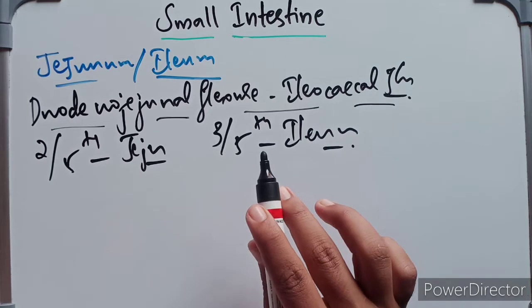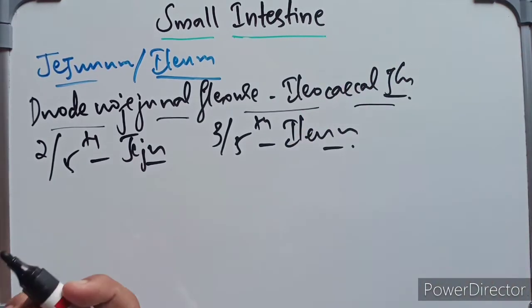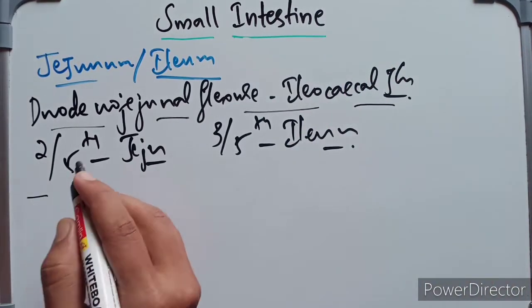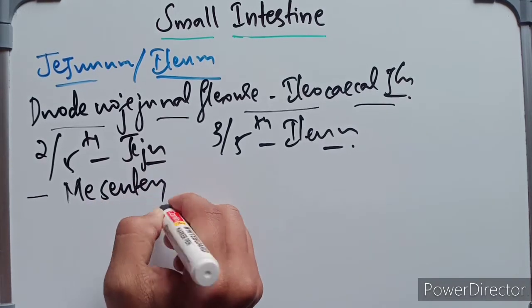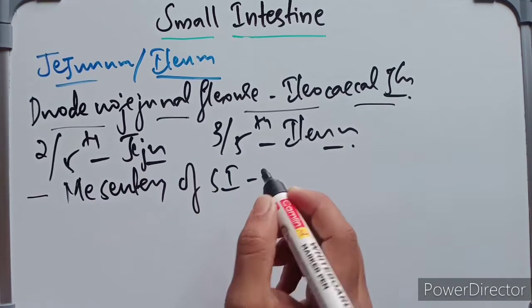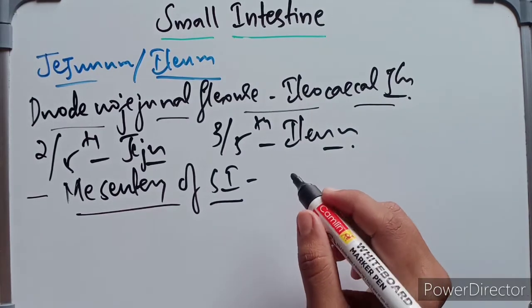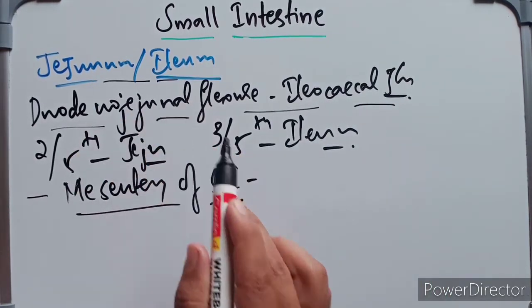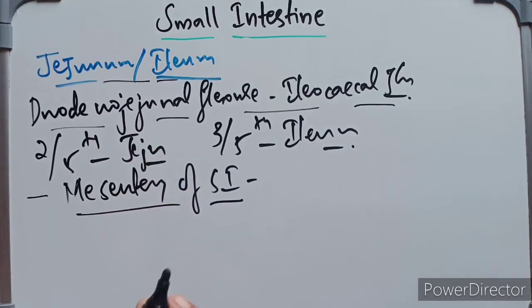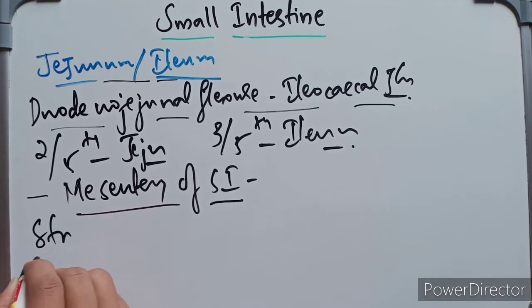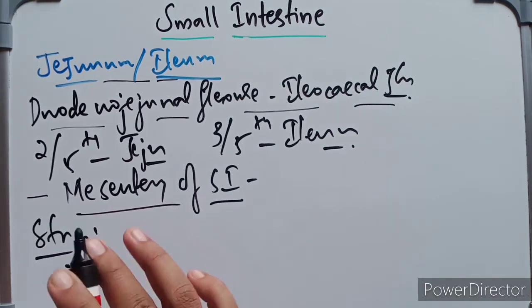The jejunum and ileum are suspended from the posterior abdominal wall by a large fold of peritoneum, which is called the mesentery of the small intestine. Hence the small intestine enjoys a considerable amount of mobility, and the structure of the small intestine corresponds to its functional requirements.